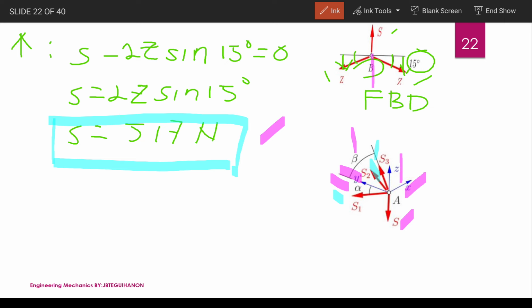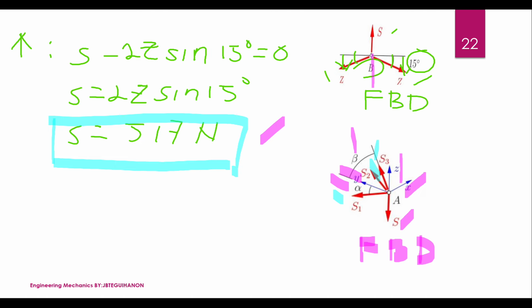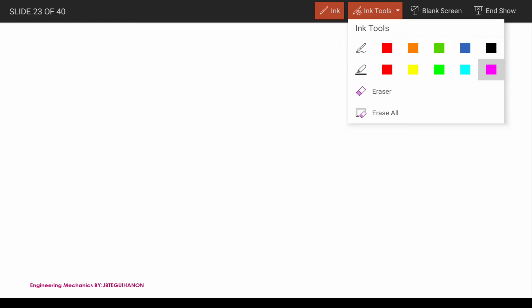So, with this free body diagram, we can solve the other forces in the next slide. So, dito tayo ngayon. Solve natin yun. So, okay matakot, parang marami yung figure, pero summation of forces vertical lang yan.